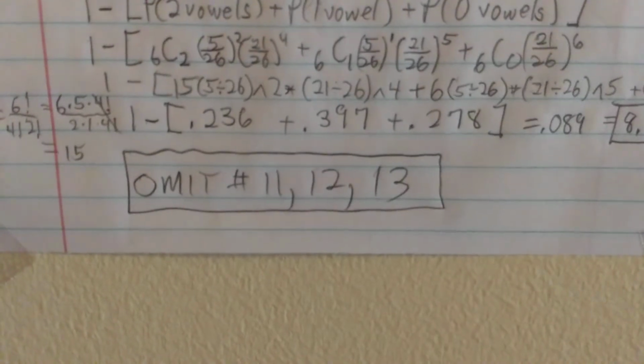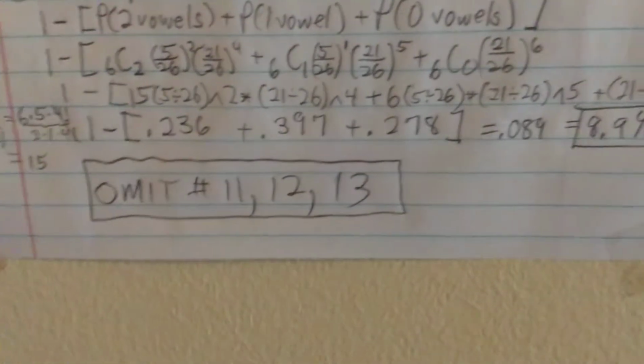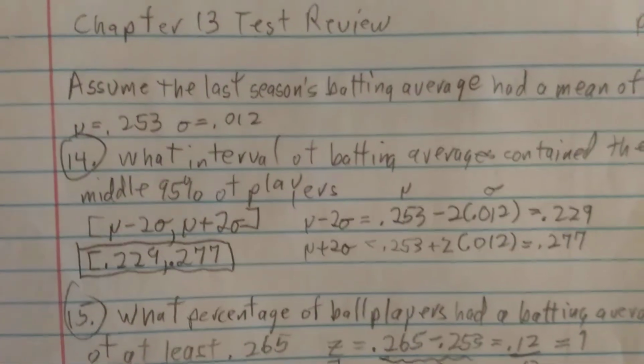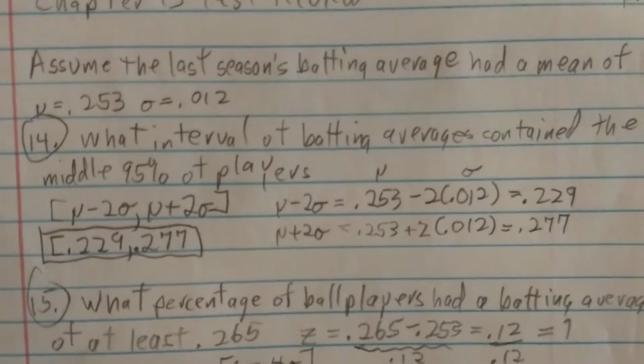Now we're going to omit 11, 12, and 13. And now 14 is assumed for baseball.